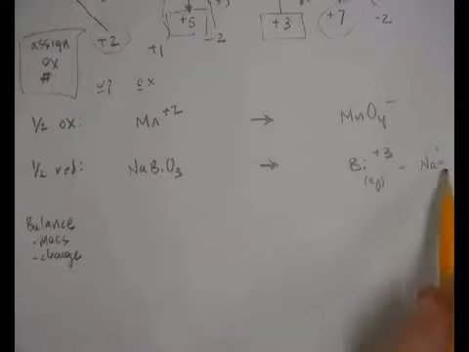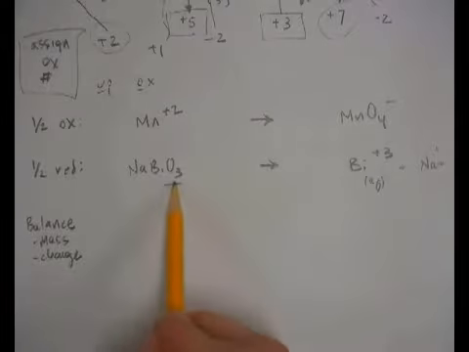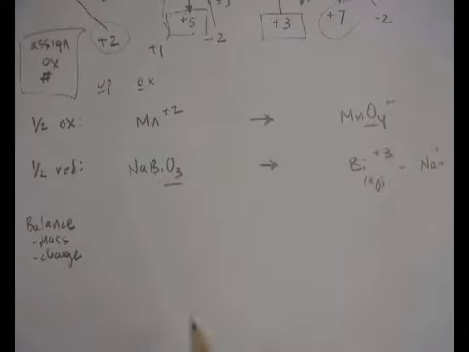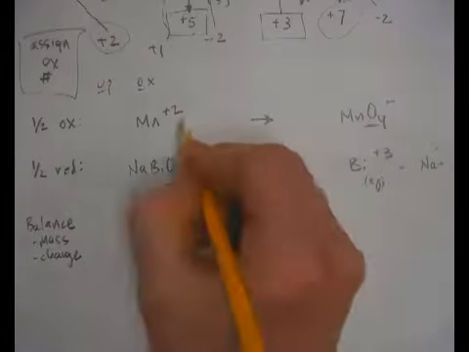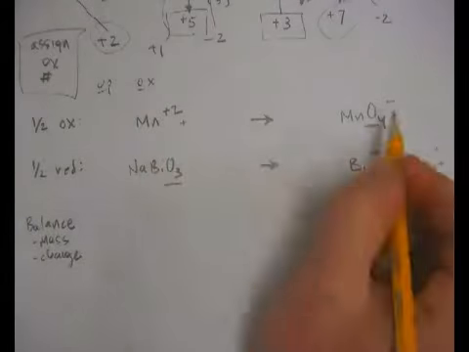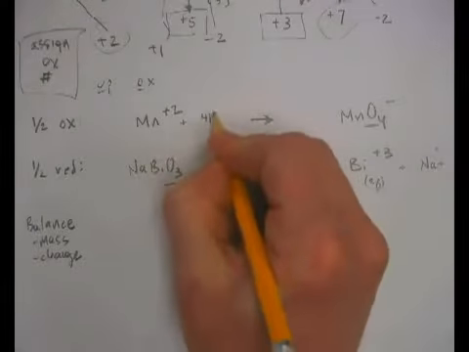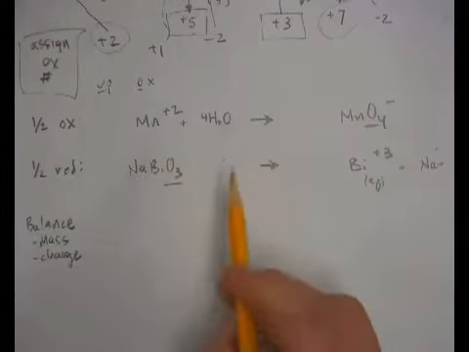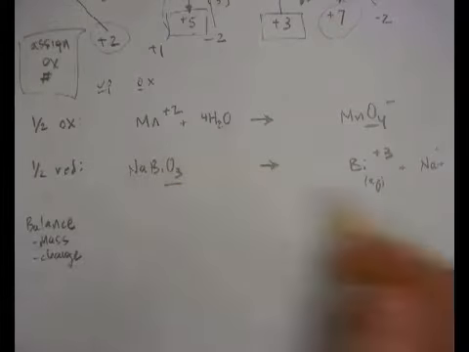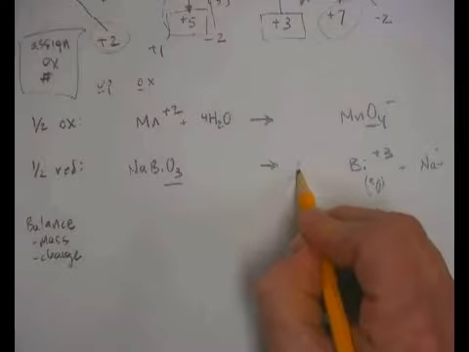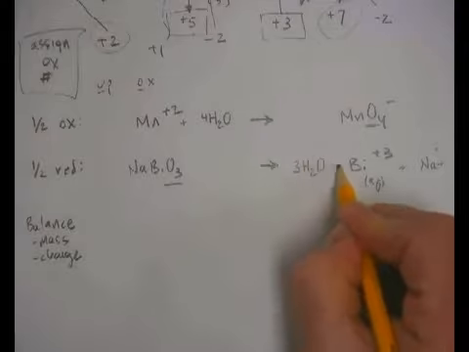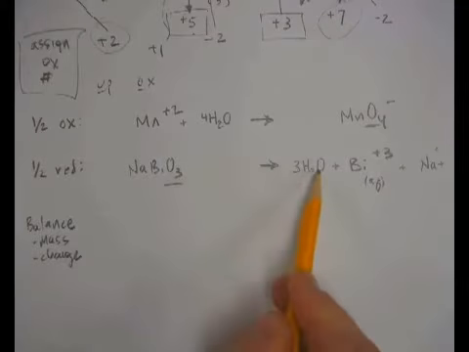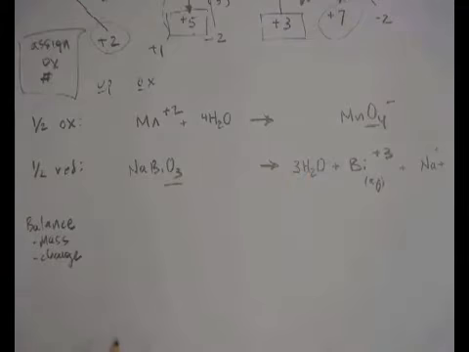And then I'm going to have to add something to take care of these oxygens and something to take care of these oxygens too. And remember, the thing to add to take care of oxygen is water. So I'm going to have to add 4 H2Os to this side because I've got 4 oxygens here. I've got 3 oxygens right here, so I'm going to add 3 H2Os to this side because that's going to take care of my 3 oxygens right here.